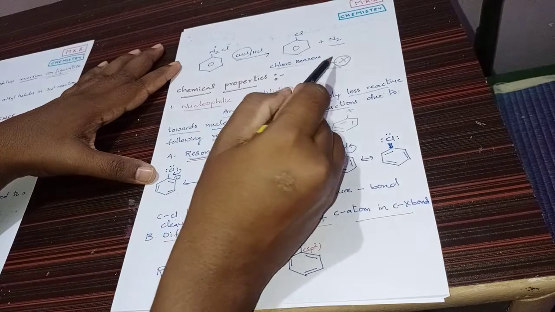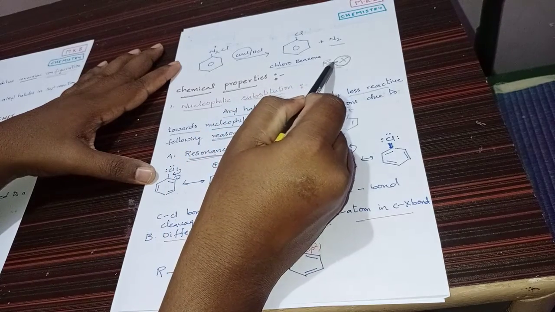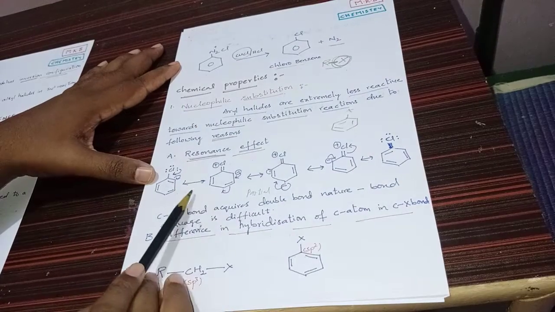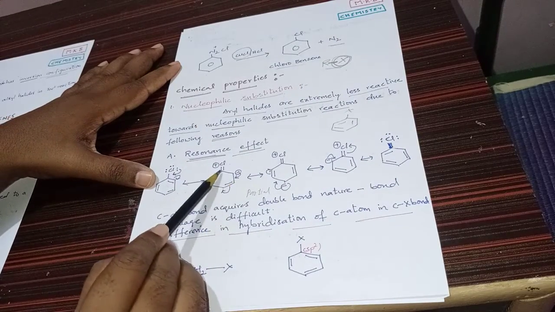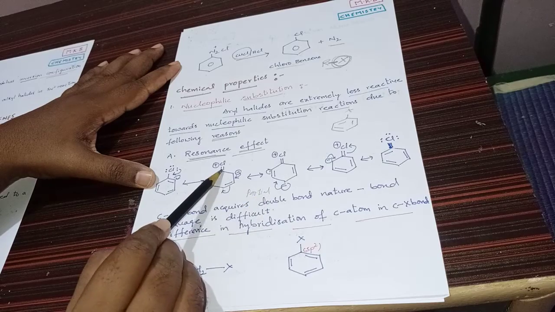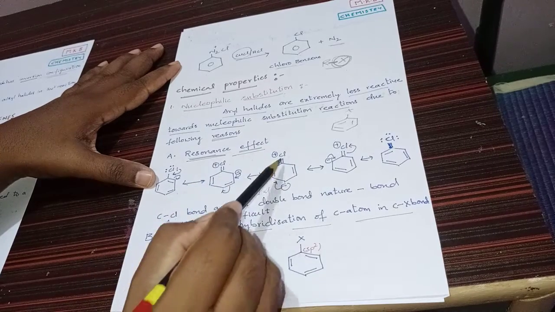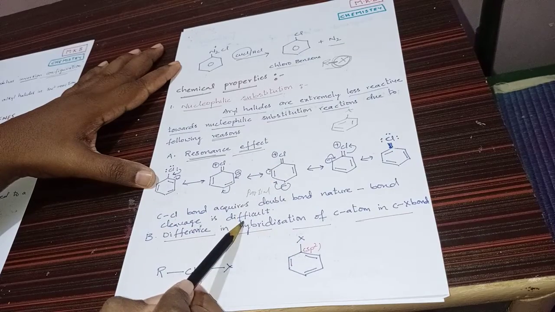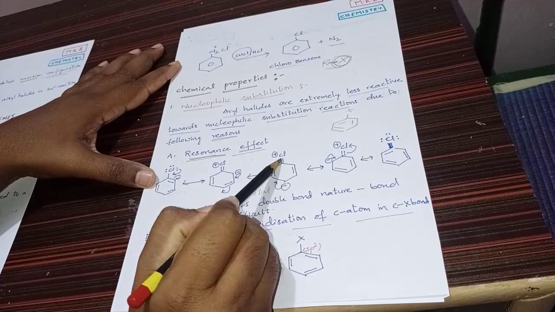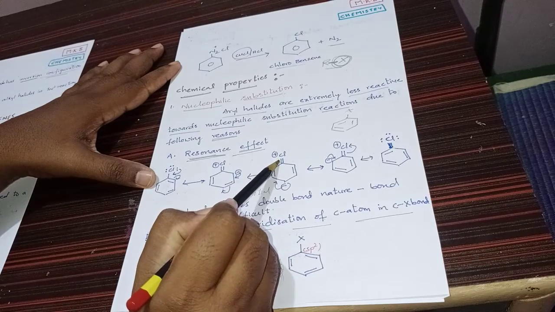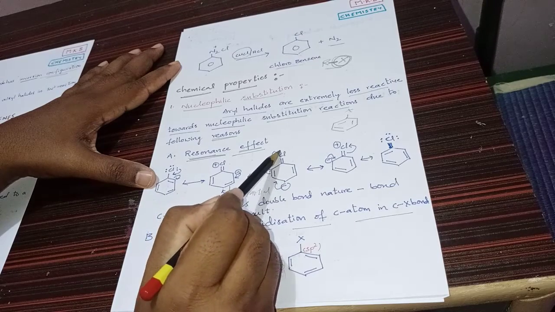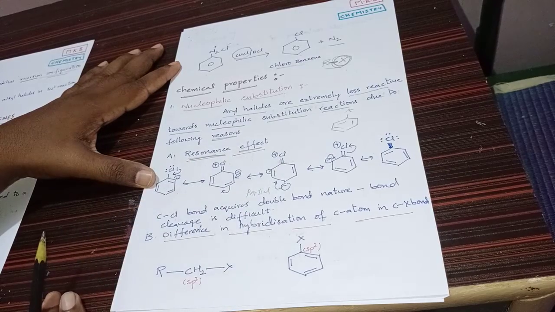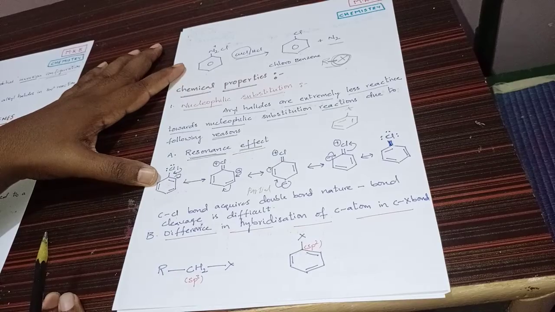So in case of alkyl halide, there is only a single bond here, so that we can easily break this bond. But in chlorobenzene, as the bond has partial double bond nature, in order to break this double bond, it is very difficult. So the cleavage of this bond is difficult, hence this nucleophilic substitution is also difficult. So this is one reason, that is due to resonance effect.